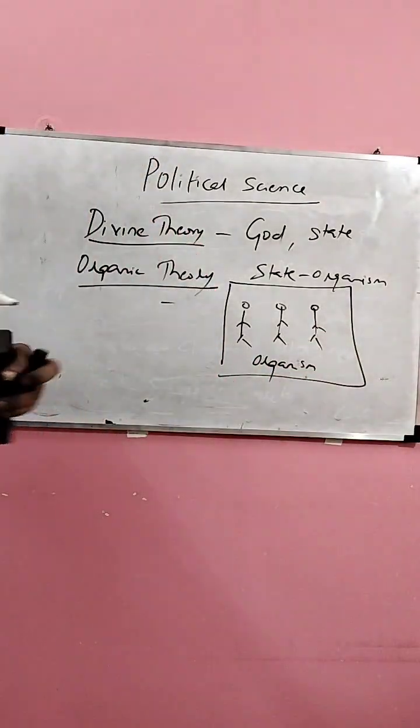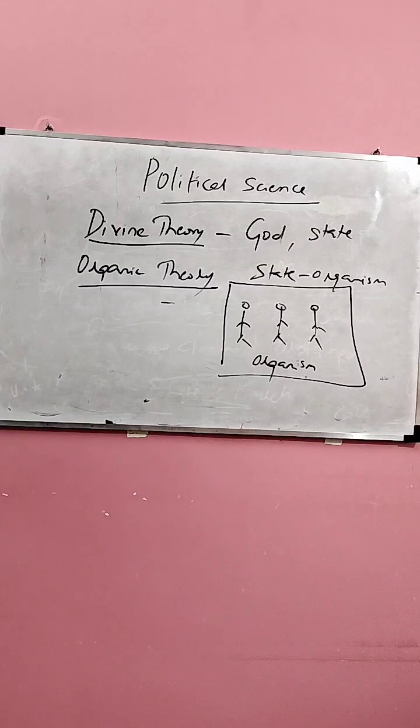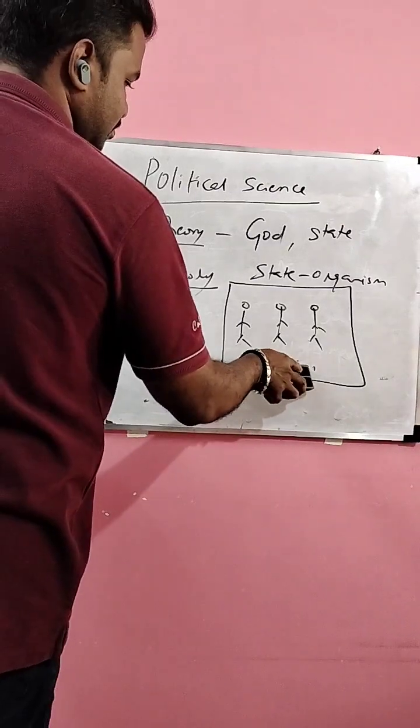Okay, you and I are human beings. We are organisms, is it not? We have a body, physical body. So physical body is nothing but an organism. Within the organism, we have many parts: heart, kidney, brain, and so on, limbs, blood. Similarly, the state is compared to an organism, and the people, the citizens, are compared to the organs.